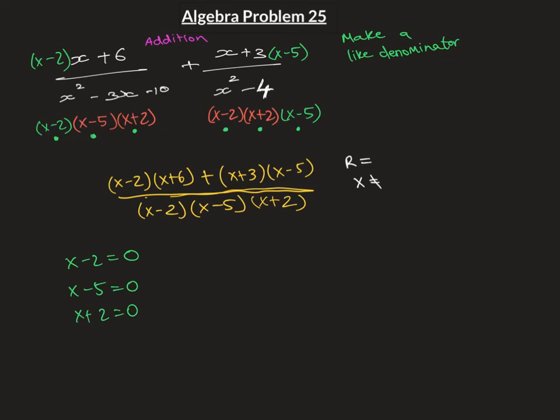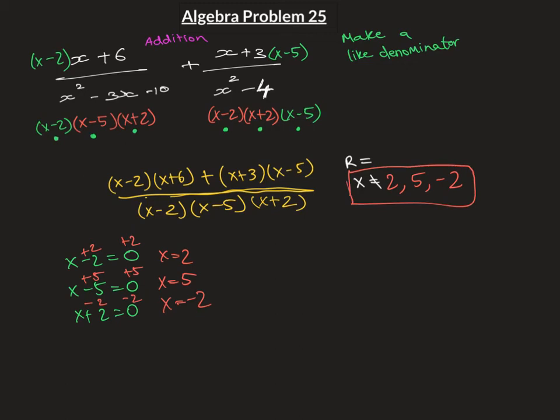All we do here is add 2 to both sides: x equals 2. Add 5 to both sides: x equals 5. And subtract 2 from both sides: x equals minus 2. These three numbers, or however many segments are in your denominator, will be your restrictions. So your restrictions are x cannot equal 2, 5, negative 2.